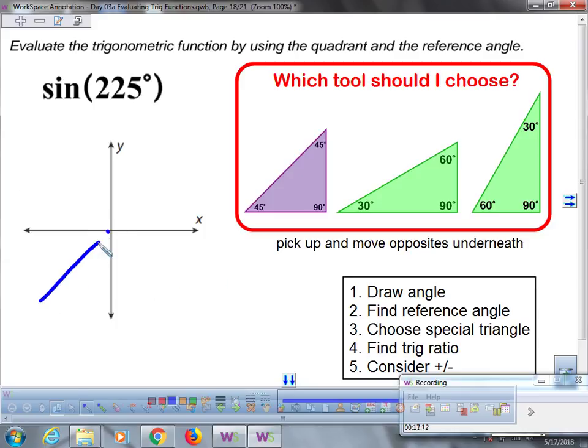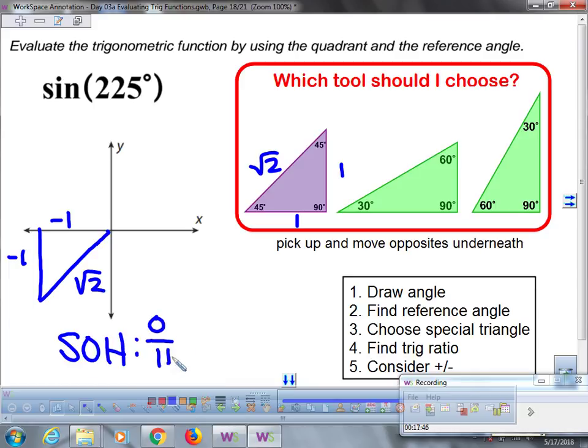225 looks like this. I know it's this triangle here that's a 1, 1, √2. So even though it's kind of flipped upside down, it's a 1, 1, √2. Very important though, it's negative and negative. So I drew my angle, found my reference angle, chose my special triangle. Now find the trig ratio, sine. Sine is opposite over hypotenuse. My opposite of this angle is -1, and my hypotenuse of this angle is √2.